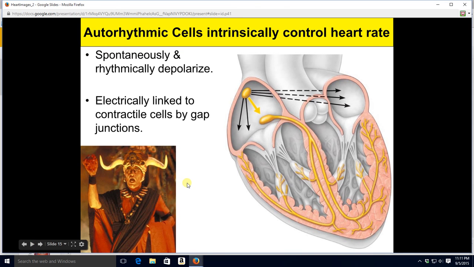Okay, autorhythmic cells. That's the other 1% of our cardiac muscle. And I'm actually going to pick up there next time. So I will see you guys later.